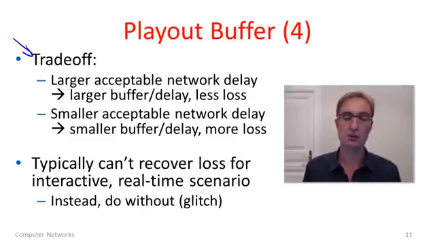If we choose a smaller network delay as the largest acceptable network delay, then we'll use a smaller buffer. We'll have a smaller delay in terms of when the information is played out relative to when it was sent across the network. However, a larger fraction of packets won't arrive by the deadline and they'll be treated as loss. And what's implicit in what I'm saying is that if packets don't arrive by the deadline, typically we'll treat them as loss and not try and recover them.